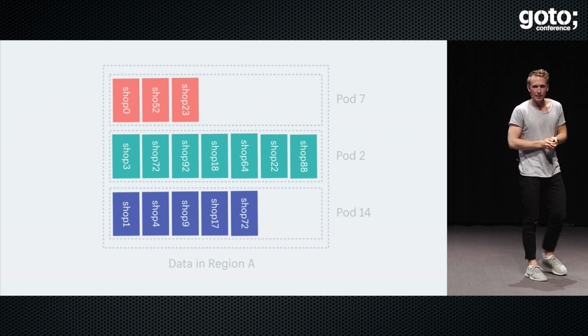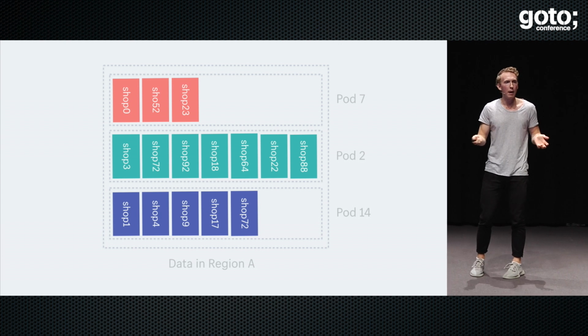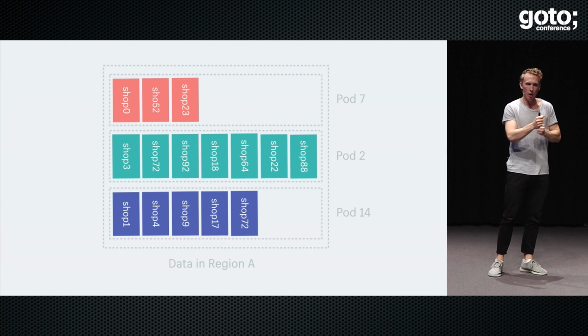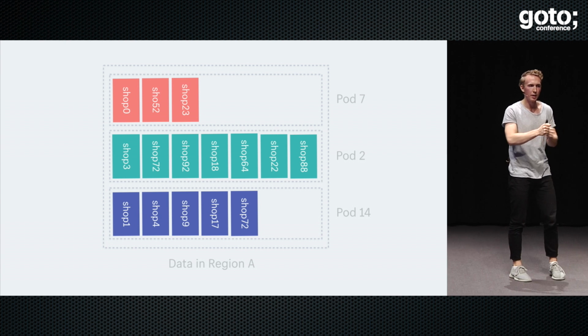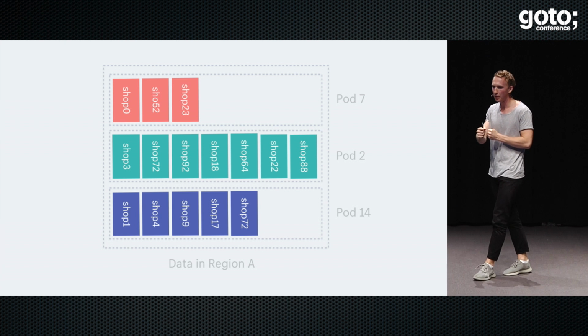You can look at it like this. If we have, let's say, pod 7, pod 2, and pod 14, they all have a bunch of shops on them. These shops don't talk to each other. The pods don't talk to each other. They're completely sharded and isolated from each other, giving us some very nice scaling capabilities.